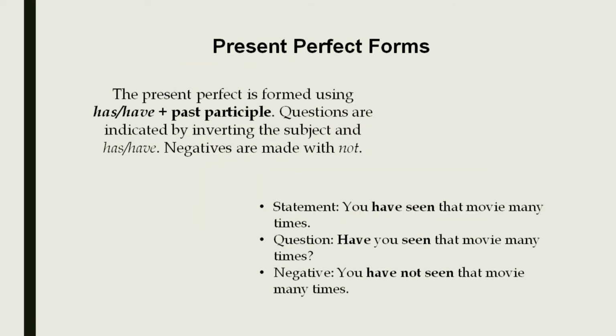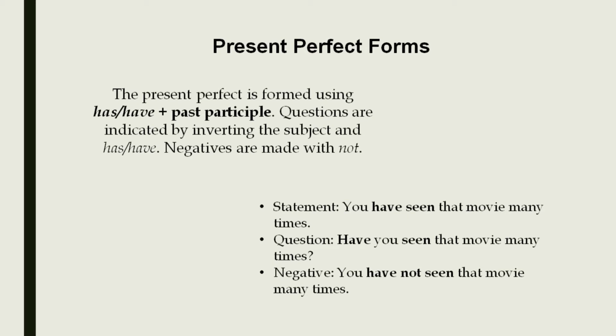Present perfect forms. The form of the present perfect is have/has, the auxiliary verb, plus the past participle. That is to say, the third form of the verb if it's an irregular verb. If it's a regular verb, of course, -ed endings. And questions are formed by inverting the subject and have/has. Negatives are made with not.